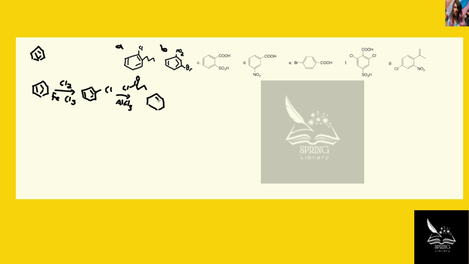And I'm going to get 2 products, the ortho-substituted and the para-substituted isomer. And I'm interested in this ortho. What I need to do now is to reduce this carbonyl group so I can form the CH2 and the straight chain alkane shown here. So I'll add zinc, mercury with acid.